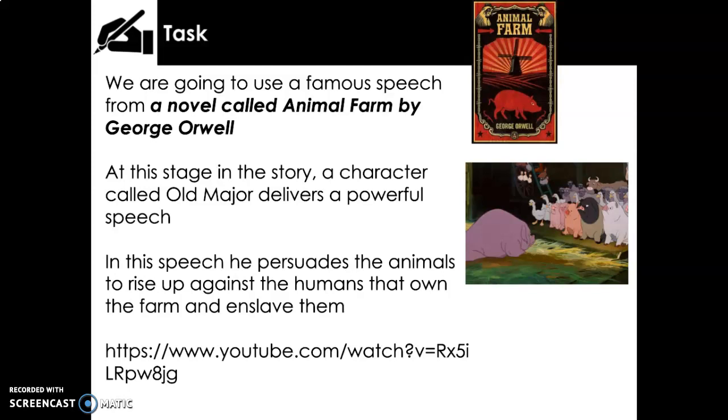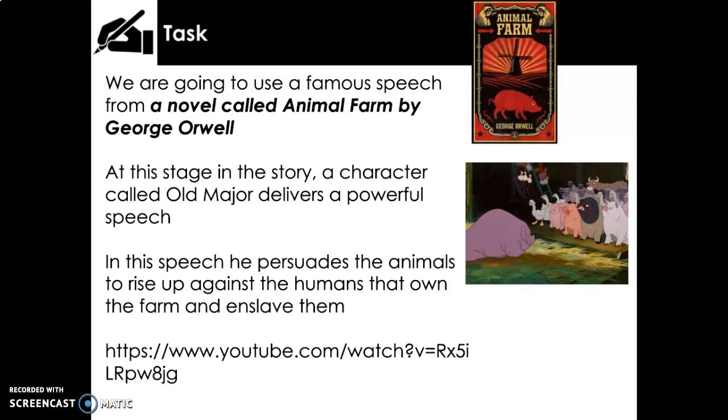So Old Major is this pig that has lived on the farm for many years. Actually, Old Major's lived in quite a privileged position because he was a show pig. So he was from incredible stock. He was kept for many years because they just used him to make lovely little baby pigs. So he's what we call breeding stock. So he's lived on this farm for a long time, and he is now delivering a powerful speech.